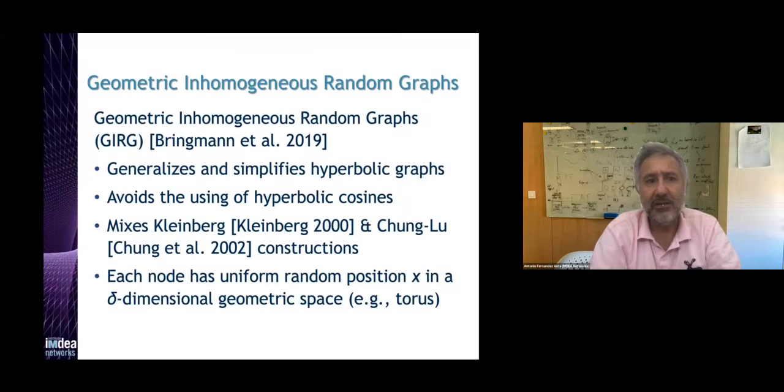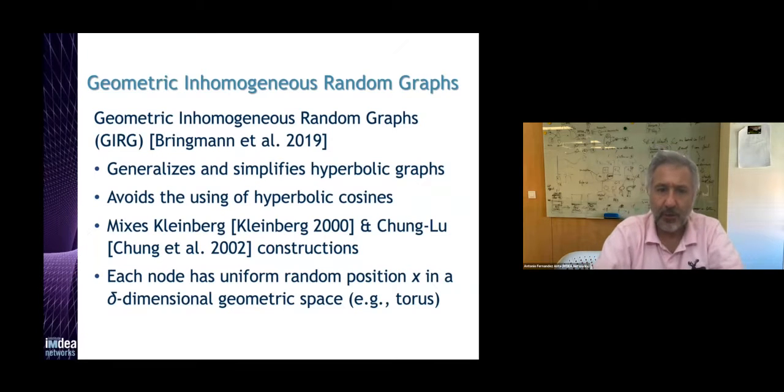That naturally leads to hubs. Nodes that randomly chose high weights will be attractors of many links and will naturally become hubs in a power law small world topology. So these two ideas are mixed in these geometric inhomogeneous random graphs as follows.